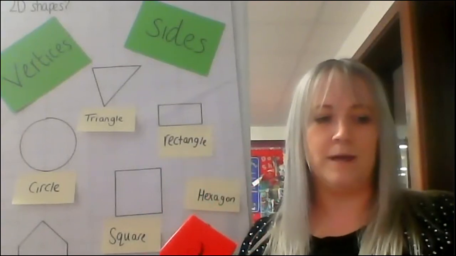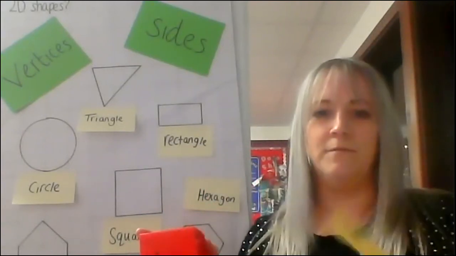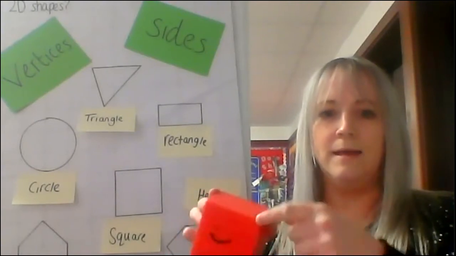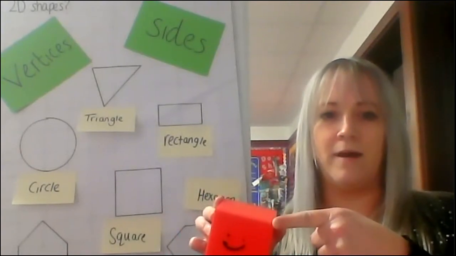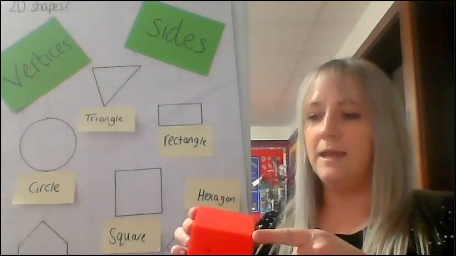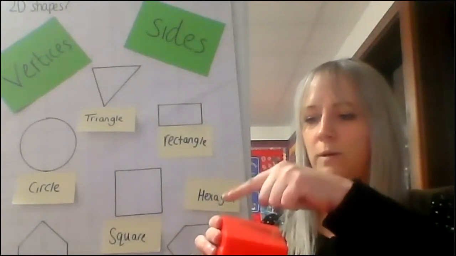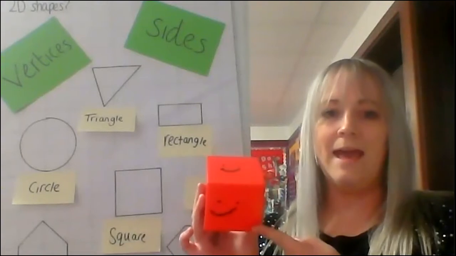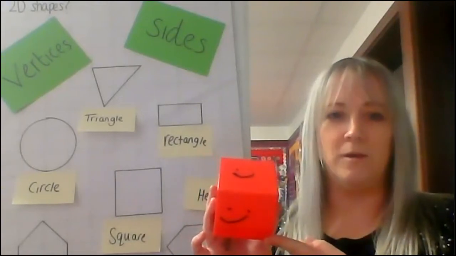We also have the word vertices. Now, vertices is talking about these parts here, where the edges meet together and make a vertice. And on here, we have 1, 2, 3, 4, 5, 6, 7, 8 vertices on my cube.